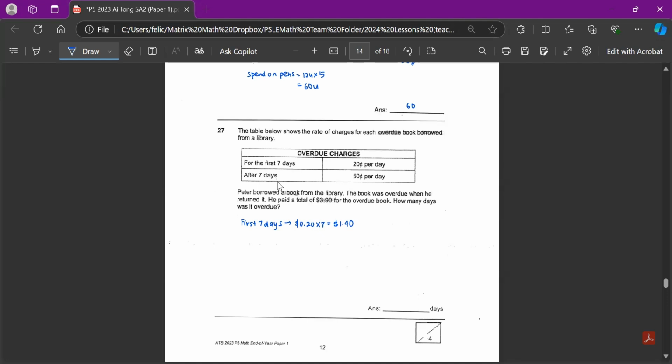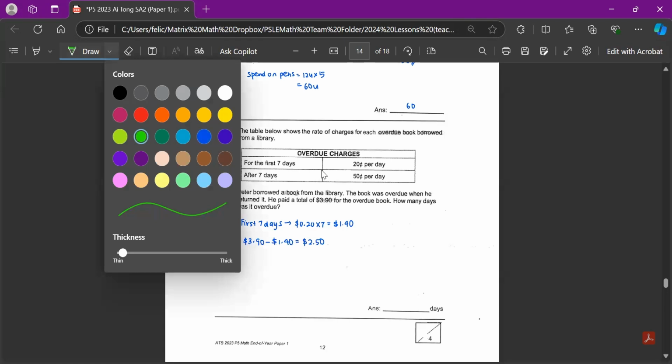Right? Which means that now you can find the remaining amount. You notice that he owed the library 390, but the first 7 days he owed 140. So that means he has owed the library for more than 7 days. That's what it means. Okay, so you can use your 390 minus away the 140 first. So this $2.50 would fall into the after 7 days category.